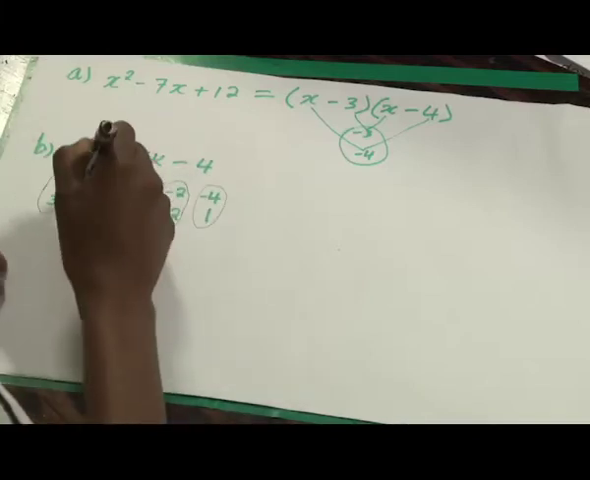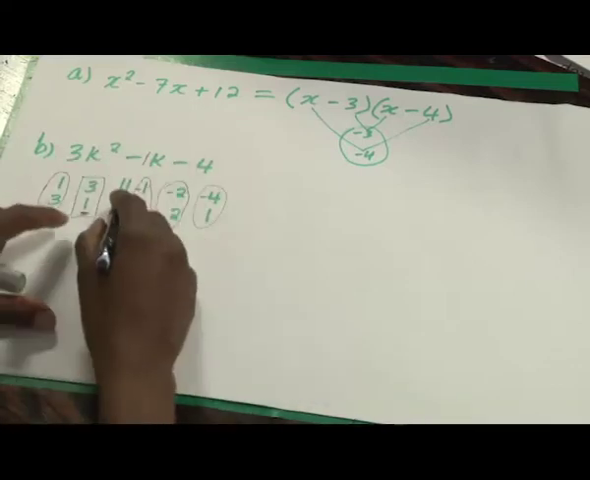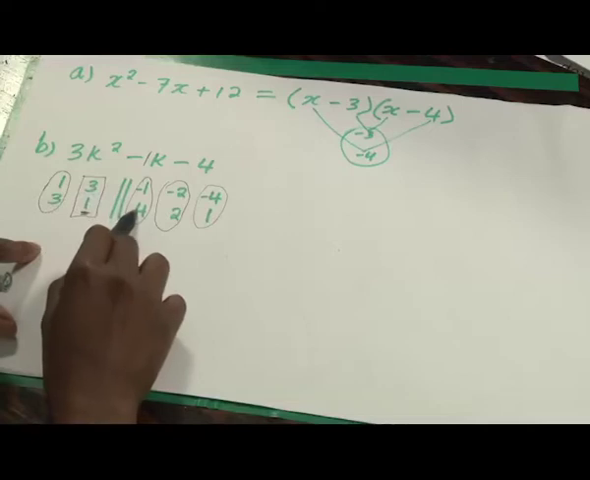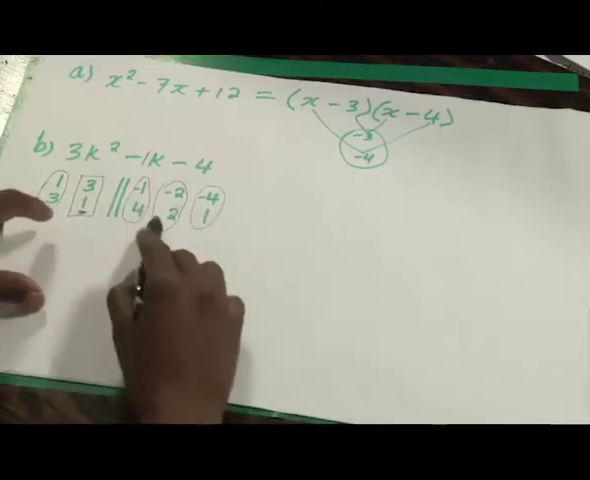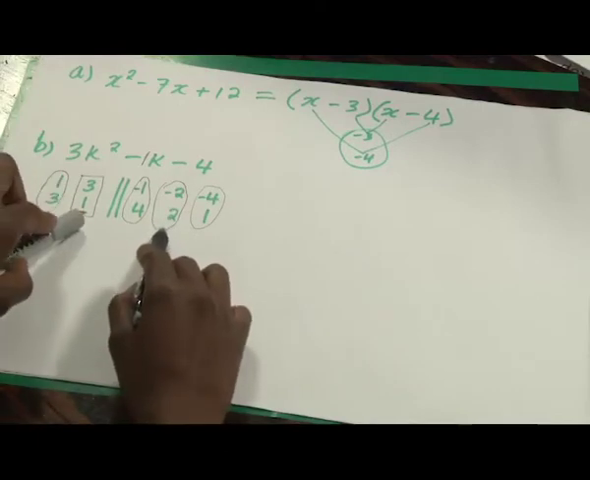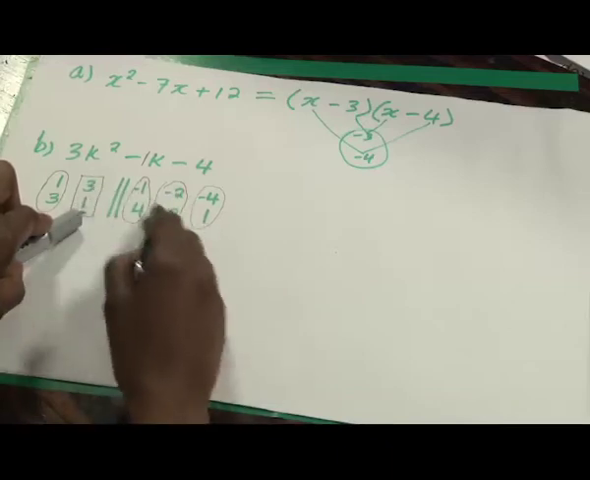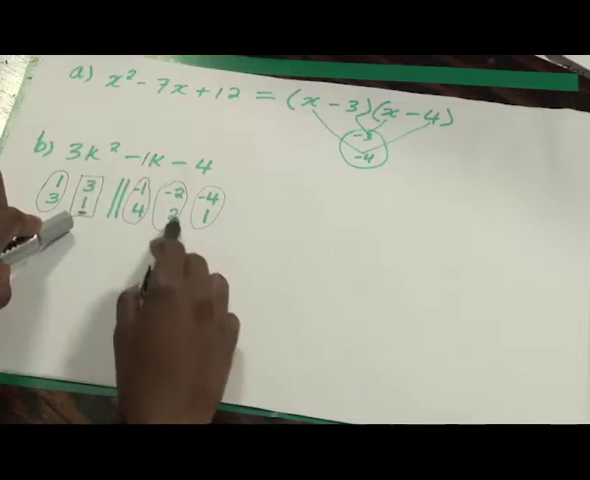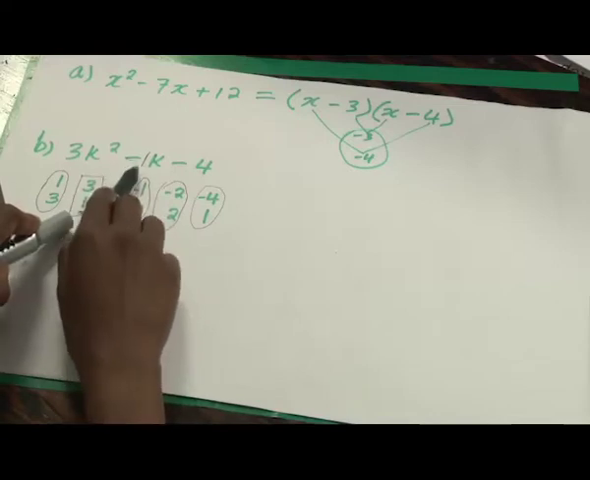So we are now looking at this with each of the factor combinations of 4 on this side. Right, so let's look at the first one here. 3 times 4, that is 12, plus negative 1, that is positive 11. We do not want positive 11. Right, then we try it with this combination here. 3 times 2, which is 6, plus 1 times negative 2. So that is 6 minus 2. 6 minus 2 is 4. We are not looking for 4. We are looking for negative 1.